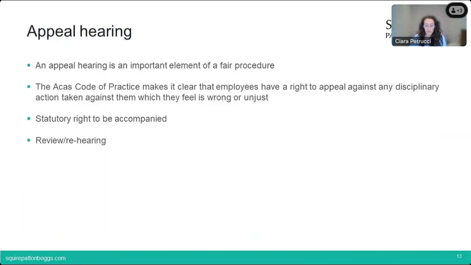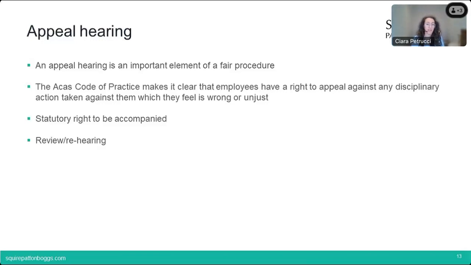So just moving on to the appeal hearing, which I'm going to go through quite quickly because I think the next few slides answer some of your questions that have been coming through. So I want to spend a bit more time on those. So your appeal hearing is an important element, largely because it's your opportunity to correct anything that was missed at disciplinary. So if there was a part of the process that wasn't quite right, that's your opportunity to get it right again. So it's like a second bite of the cherry for employers.